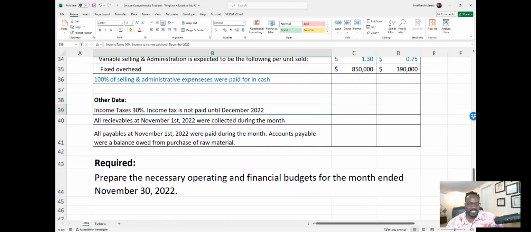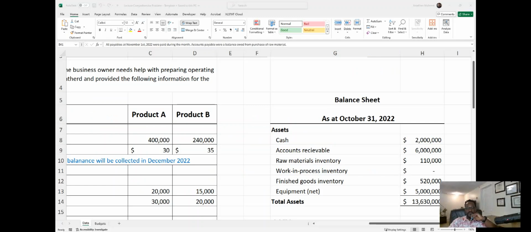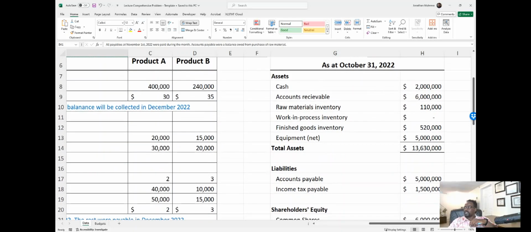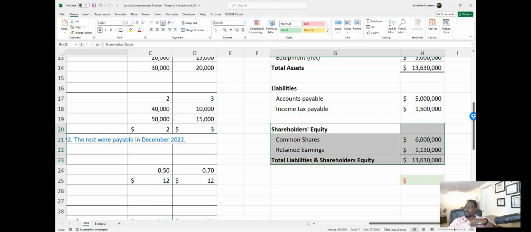We also have additional data that is provided in the problem. We have income taxes, 30%. These income taxes are not paid until December. We have information related to receivables for the month of November, information related to payables as well for the month of November. What other information are we provided with in this case? We're provided a balance sheet for the previous month, so for October 31st, 2022. The balance sheet, of course, will have all our assets, all our liabilities, and all our shareholder accounts. This information will be necessary as we proceed and prepare all the budgets that we need to prepare in this case.